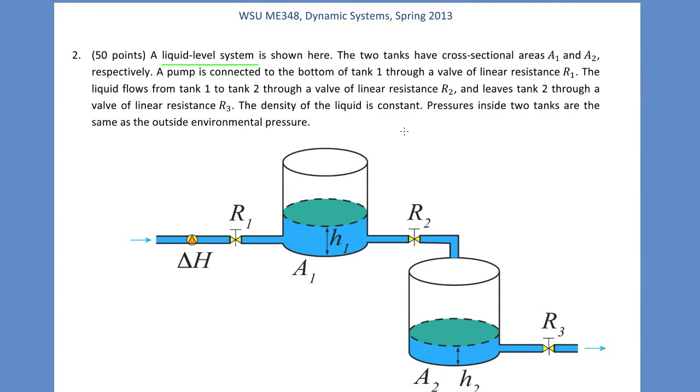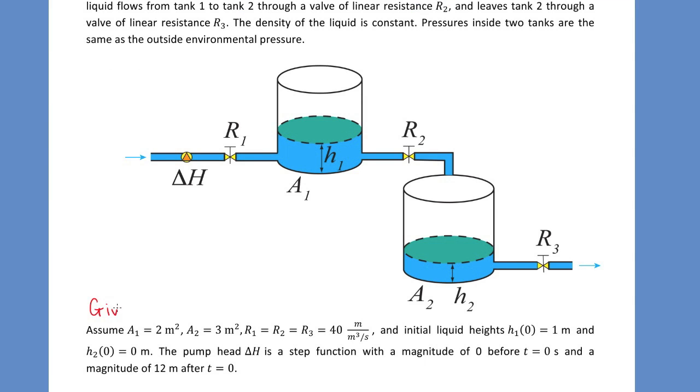Liquid level system problem. Homework 7, problem number 2. Cross-section area of the tank, linear resistance of valves, initial conditions, and pump head were given. Units are based on fluid head in meter.